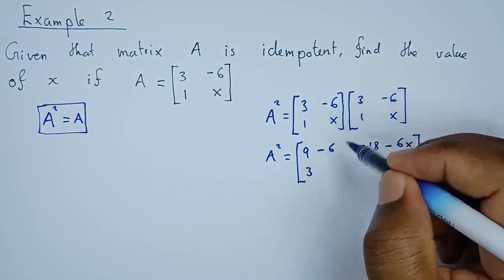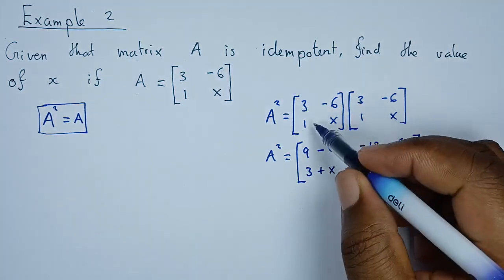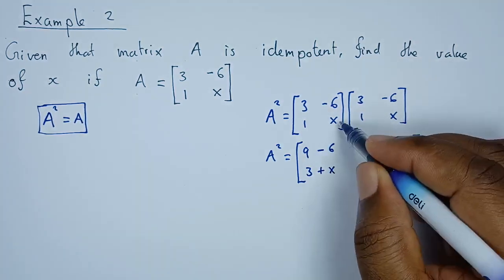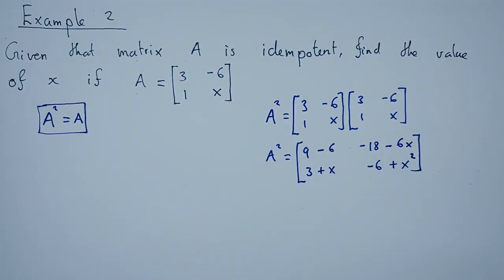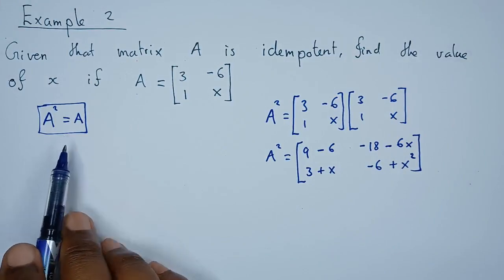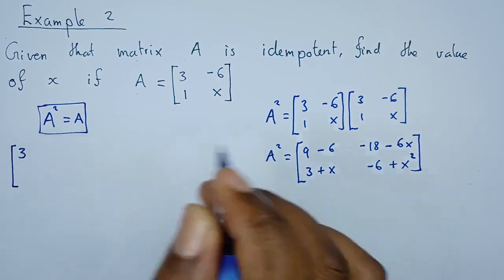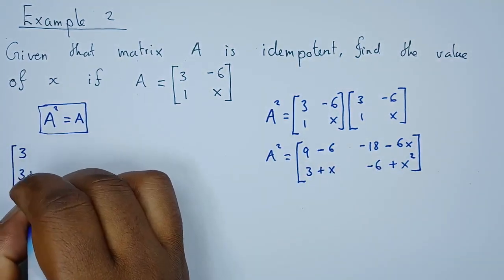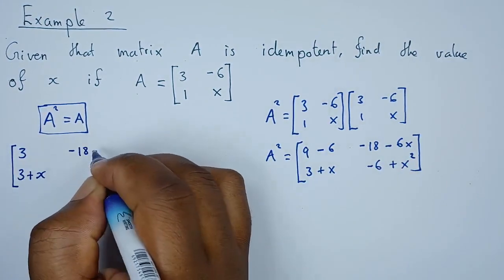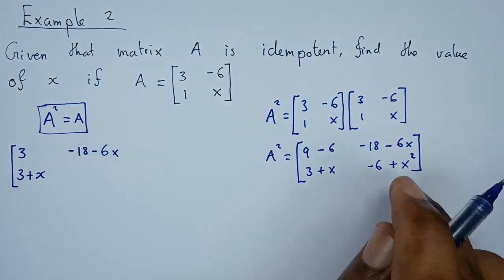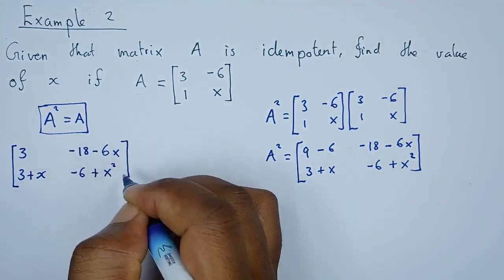1 times 3, that's a 3. x times 1 should get x. 1 times negative 6 is minus 6. x times x, we have x squared. Okay, so x squared, what do we have? We have the 3. Here we have 3 plus x. There we have minus 18 minus 6x. And down here we have minus 6 plus x squared. So this is the matrix A squared.